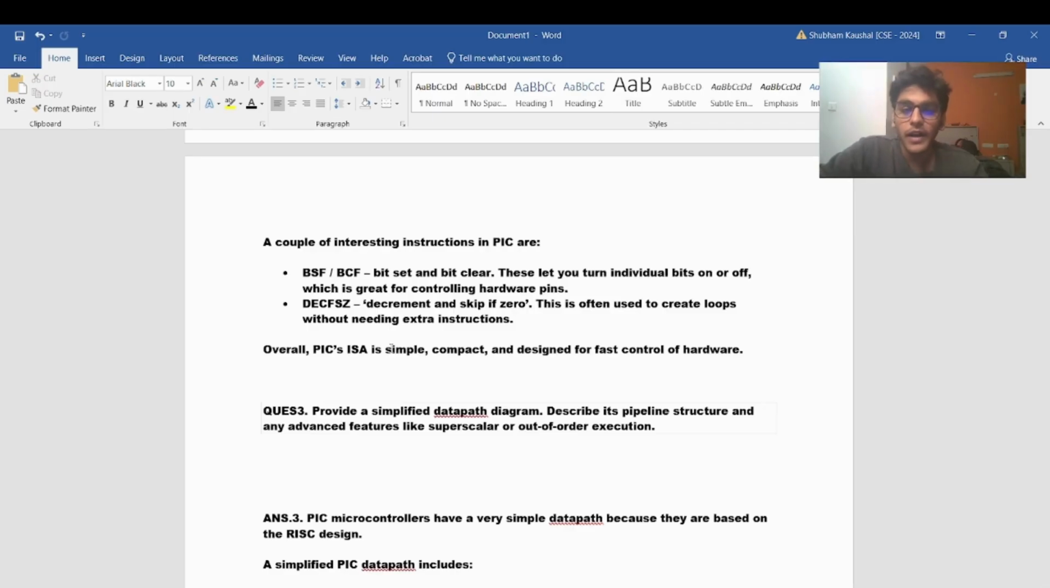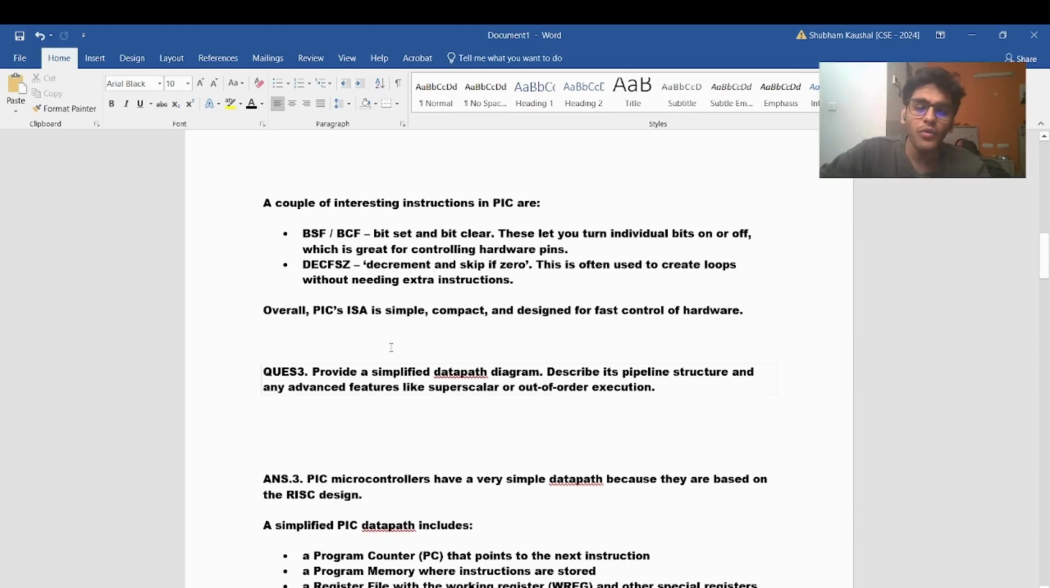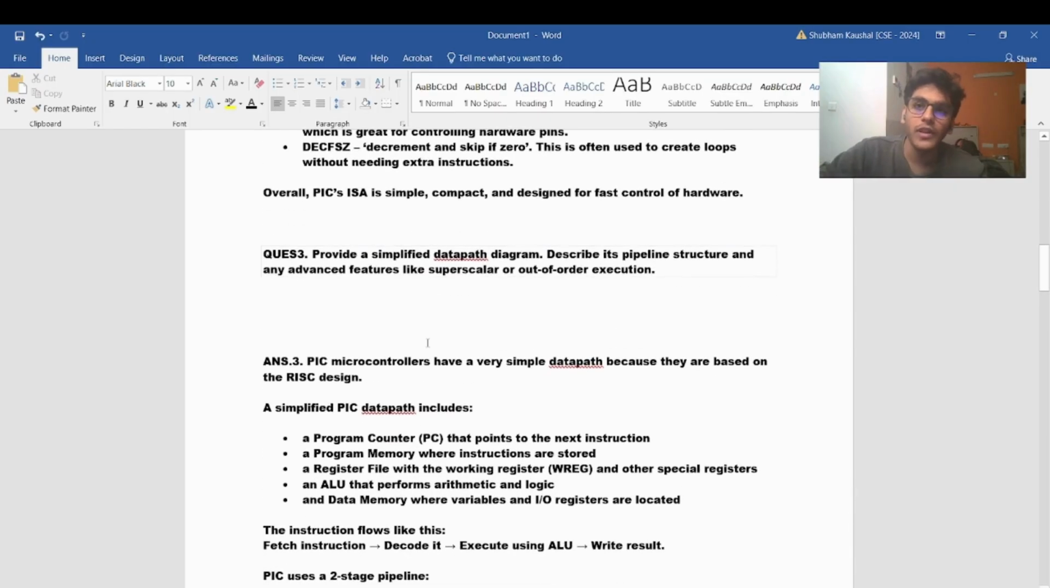So in the simplified data path, we already know that it uses the RISC architecture. So the data path of the PIC is very simple. We have the program counter that points to the next instruction. We have the program memory that stores the instruction. We have the register file. We have the ALU that controls the arithmetic and logical operations. And we have the data memory as well, where the variables and the I/O registers are located.